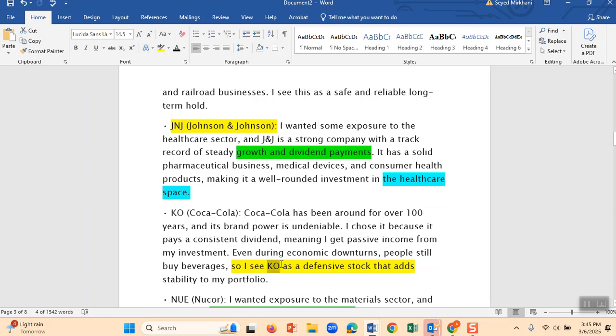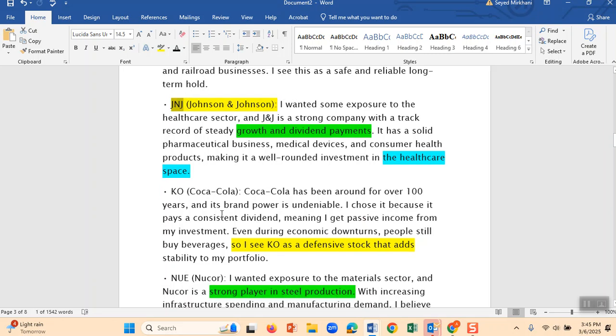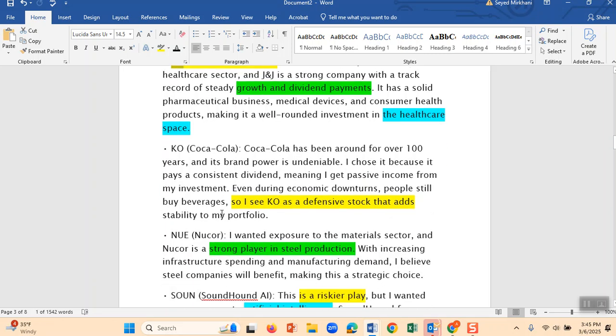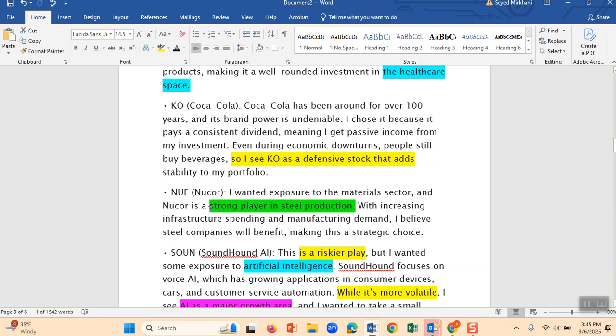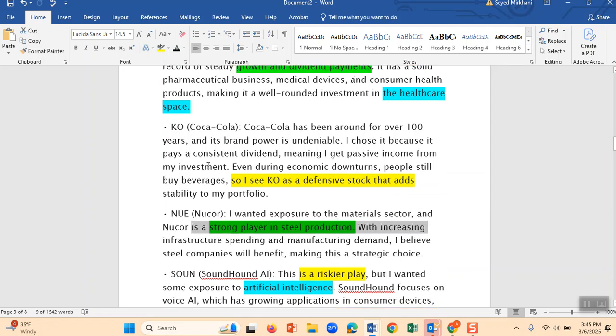And KO is the ticker symbol, they call it, for Coca-Cola. Each company has its own ticker symbol. Johnson & Johnson is JNJ. Amazon is AMZN. And this is another company that is in steel production. He has distributed his money, this student, between different industries.